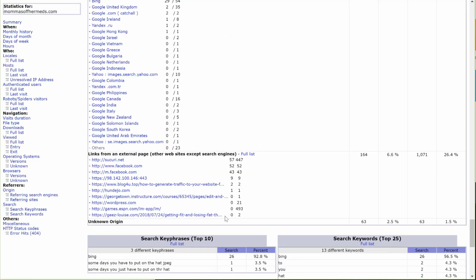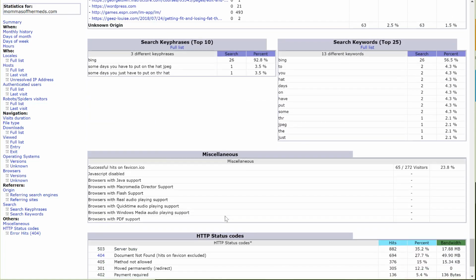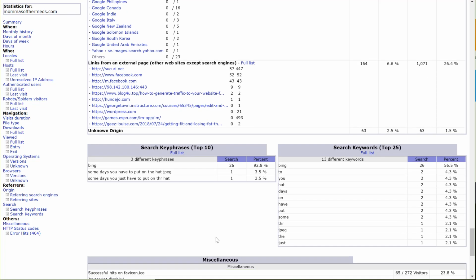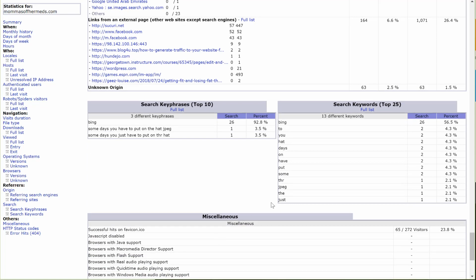So search key phrases. So it knows that if somebody came to me from Bing, that they have searched by Some Days You Have to Put on the Hat. I did do a meme with Some Days You Have to Put on the Hat, The Wicked Witch of the West. So these are search keywords that people are looking for and found me, which these are totally random. This is actually a thing, which is weird because that was not one of the top pages that was looked at.